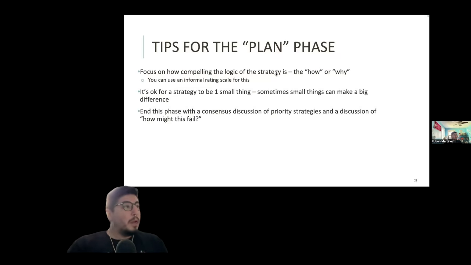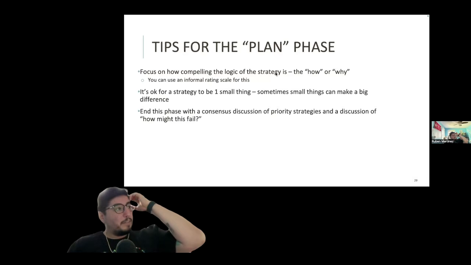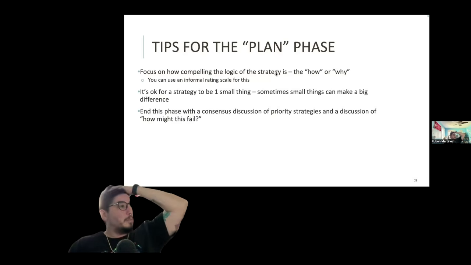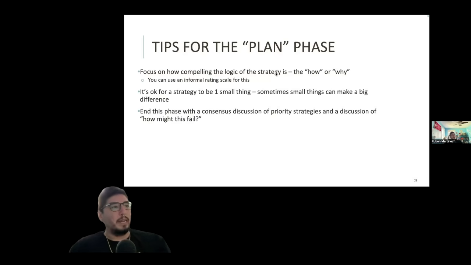So some tips for this phase is that it's important to focus on how compelling the logic of your strategy is. I made a really big deal out of this because I think it's very important. You can also ask people sort of on a scale of 1 to 10, we've done this before, how compelled do you feel that this strategy is the right thing to overcome this barrier? And you can just record those or do a show of hands, a rank order vote. There are all kinds of ways you can do this.